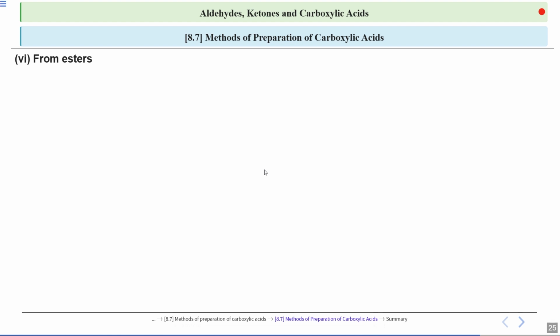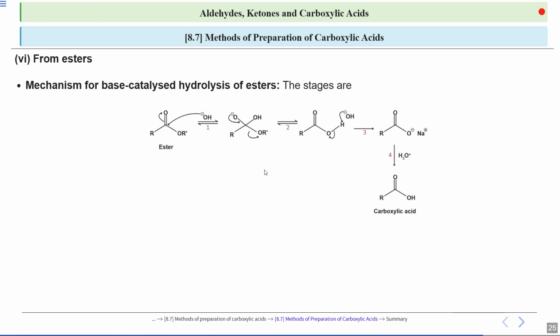Now we will see the mechanism of this reaction. The first step is the attack of hydroxide ion, which attacks the electrophilic carbon of the ester. The carbonyl carbon is partially positive, which is susceptible to nucleophilic attack. So this OH minus ion will attack this carbonyl carbon of the ester group.